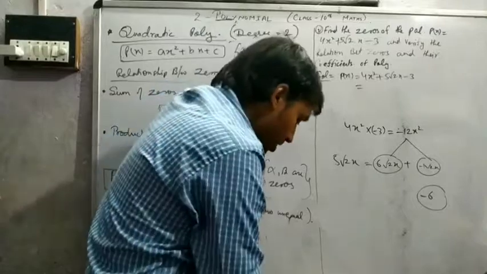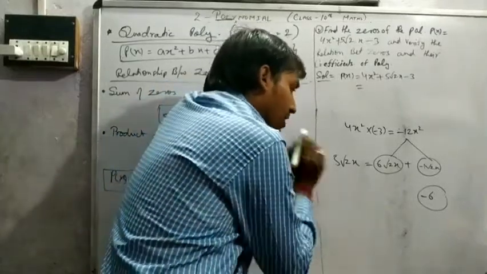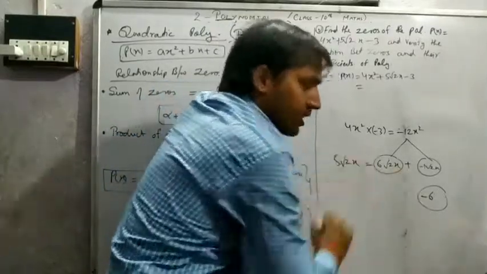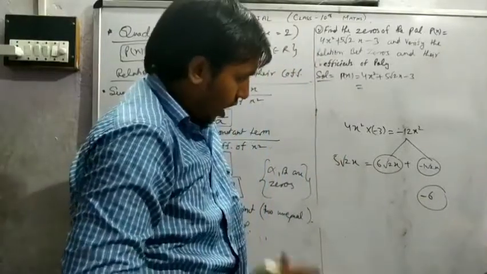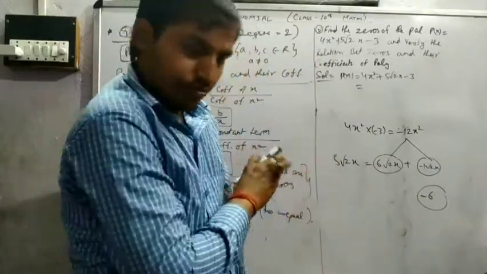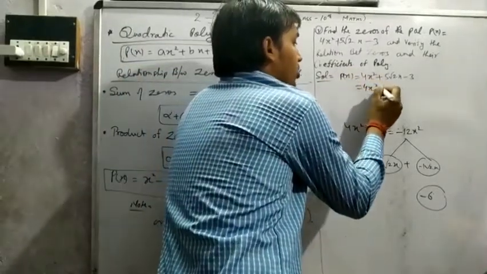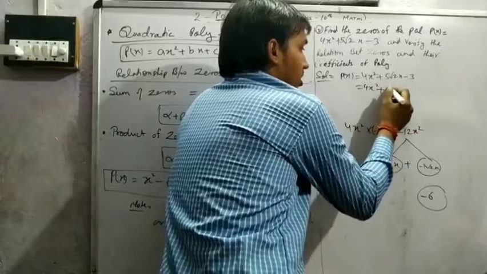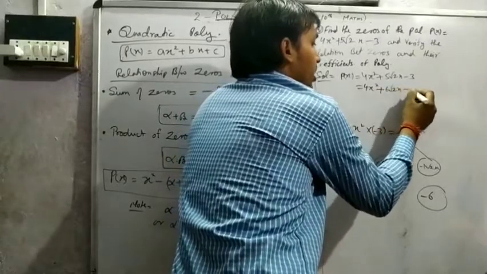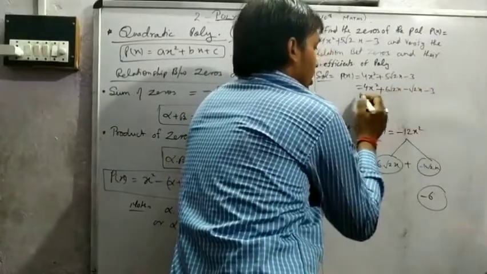6 minus 1 gives plus 5, and 6 into minus 1 is minus 6. Okay, I hope you understand how we break them. Then replace: 4x square plus 6 root 2x minus root 2x minus 3.